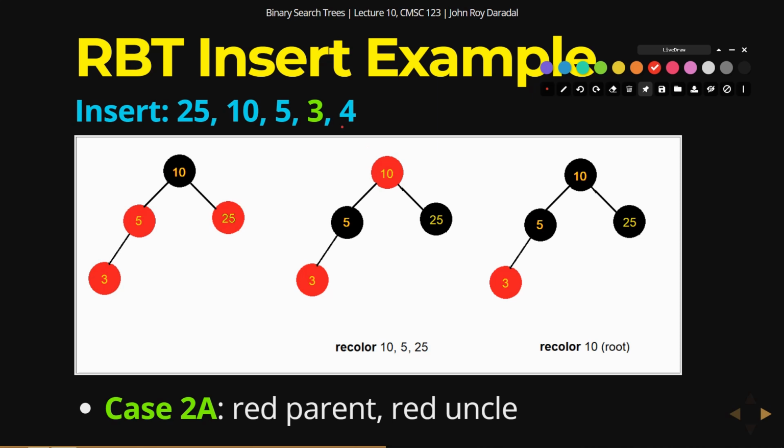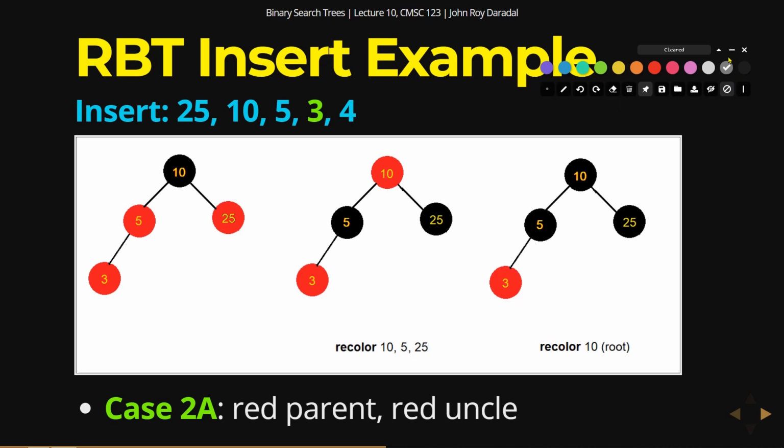And finally, when we add 4, where will we add 4 here? 4 is less than 10, so we'll go to the left. 4 is less than 5, so we'll also go to the left. But 4 is greater than 3, so we'll add 4 here. So what case is this? You have a red parent, but then you have a black uncle, because this is a null node here supposedly. So the uncle is black, which is null.